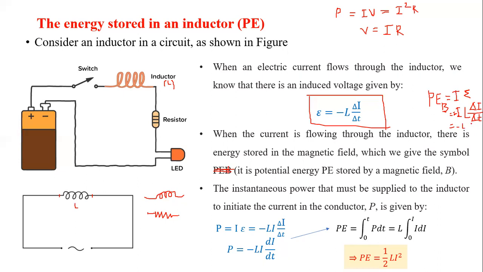So it is minus inductance L times I times delta I over delta T. So the potential energy is equal to minus L I dI/dt, the differential form. Since this is a rate form, we need integration.